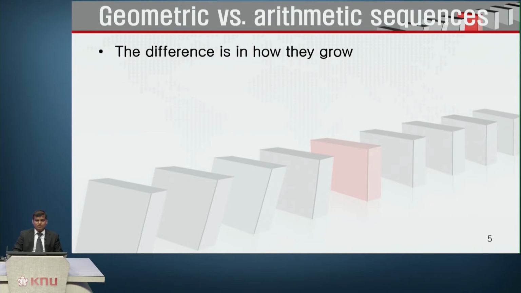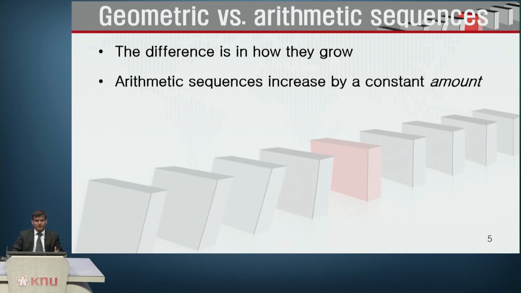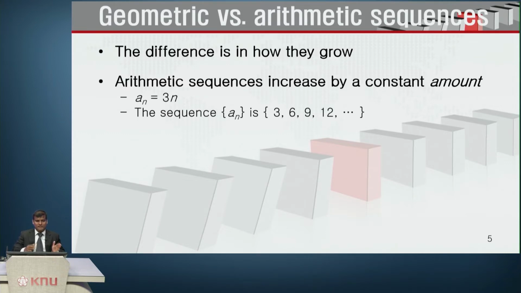So let's see how geometric and arithmetic sequences grow. An arithmetic sequence increases by a constant amount. How is that? We have already seen an example in which a sub n equals 3n, that is 3 times n. So the constant amount here is 3. With this 3 the sequence grows by a constant amount. We know that it goes like 3, 6, 9 and so on. So that's an arithmetic sequence.